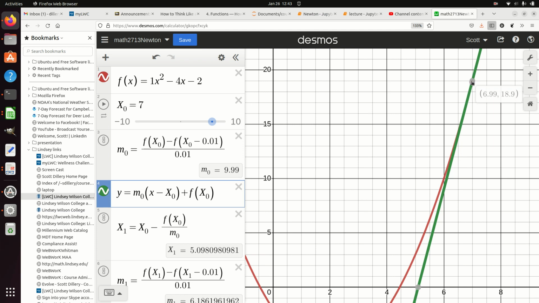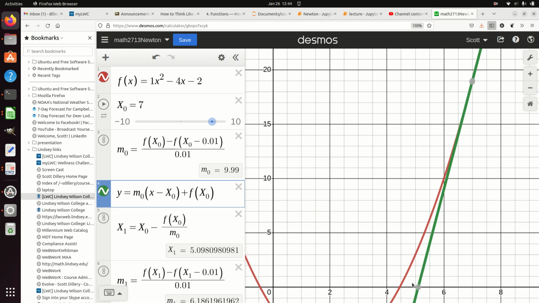And here are actually 2 points. So you see the 6.99. Well, oh, there it was, 7. Oh, 7 and 19. Oh, I'm not very good at numbers, I guess. Anyway, it's 7 and 19, and 6.99 and 18.9. Well, we find the slope there, which was 9.99. We draw that line, and it has a 0 here at 5.098.